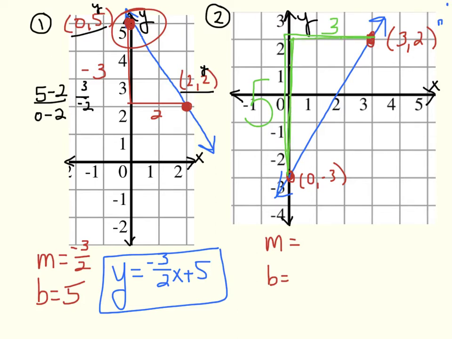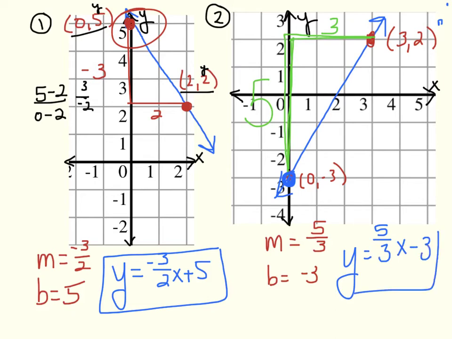So my slope would be 5/3. My b, where it crosses the y-axis, is right here, which is at -3. Plug it into my equation. Y equals 5/3 x minus 3.